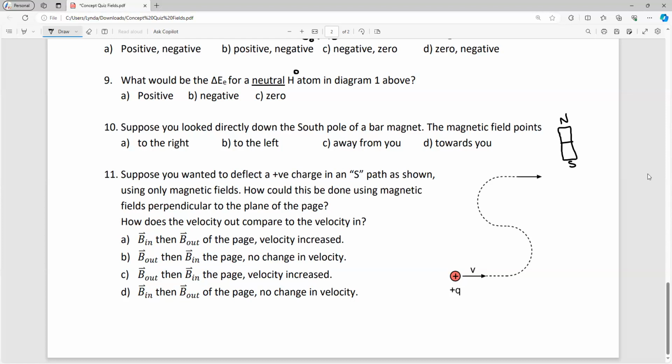I'm sorry, but what was the answer for question 9? Question 9 is 0 because it's a neutral object. So it's not affected by the electrical field. Only positive or negative charge is affected.